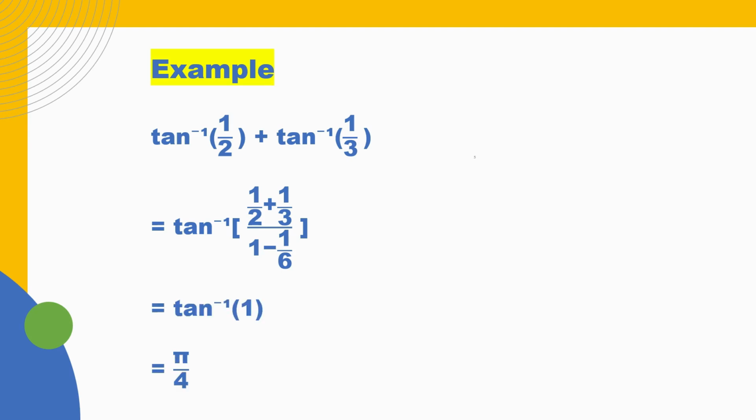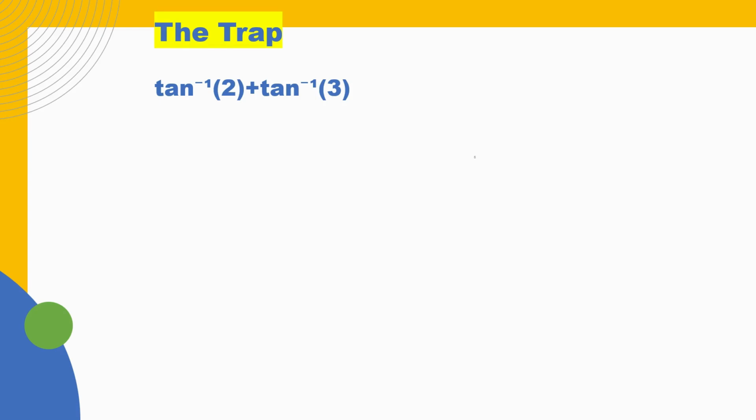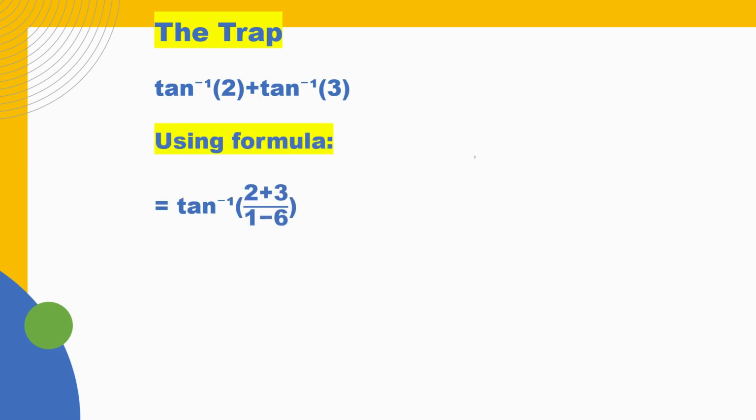But now comes the trap. This is where thousands of students lose marks, where we have to add tan inverse of 2 plus tan inverse of 3. The formula gives negative π/4 as your answer. But think logically. Tan inverse 2 is positive, tan inverse 3 is also positive. How can adding two positive angles produce a negative angle? Something is clearly wrong.